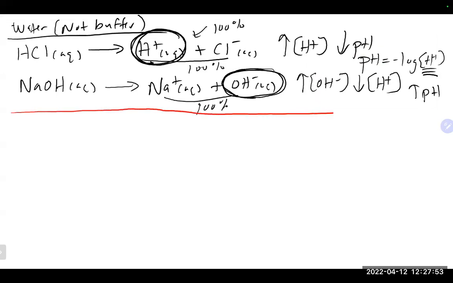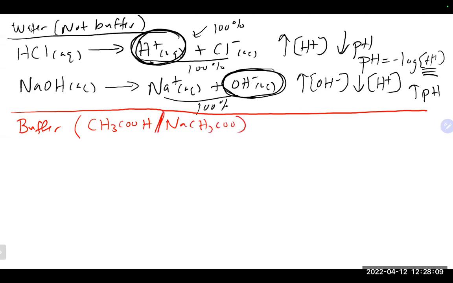Let's add them to an actual buffer here. And let's use everybody's favorite buffer example, which is a buffer made up of acetic acid and sodium acetate. How do I know this is a buffer? Acetic acid is a weak acid. Sodium acetate is its conjugate base. They are related to each other.